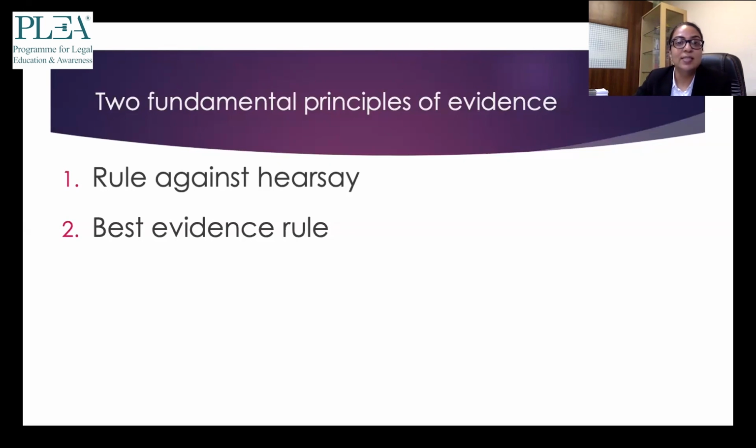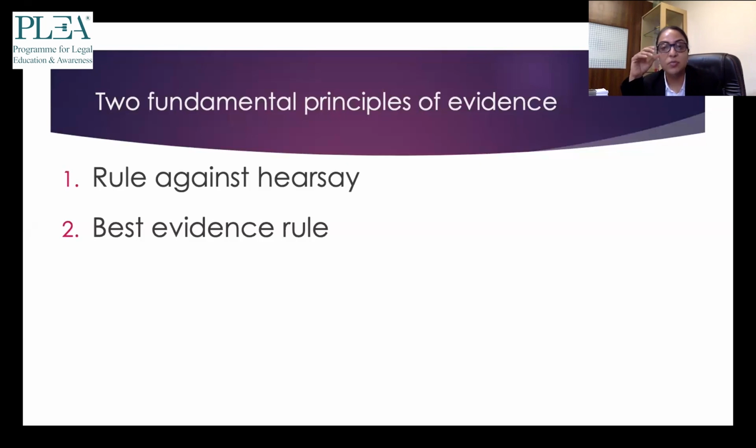Now, Section 60 of the Evidence Act encompasses this principle. So it says oral evidence must in all cases be direct. So if something was seen, the person who saw it must give evidence. If something was heard, the person who heard it must give evidence. If something was felt, the person who felt it must give that evidence, right? Now, the next rule is the best evidence rule.